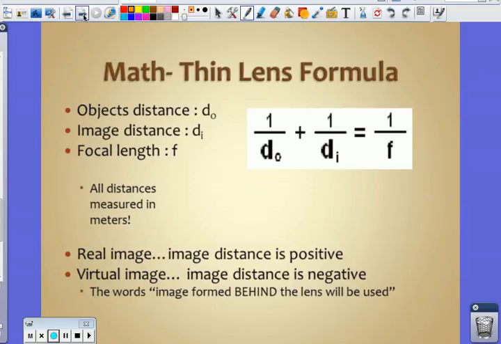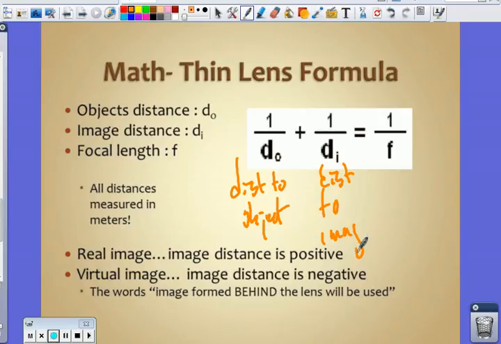There's something called the thin lens formula. This is the distance to the object, DO, distance to the image, DI. This is the focal length, F. Use these in meters as well, keeps our math a little straightforward. So we have 1 over DO plus 1 over DI equals 1 over F. Remember, algebraically, this does not mean that DO plus DI equals F.